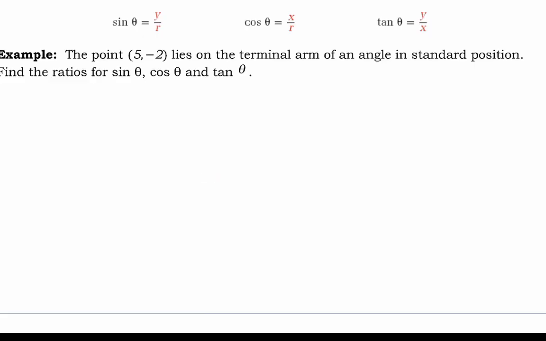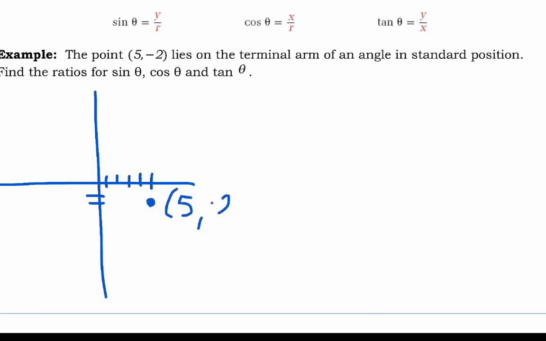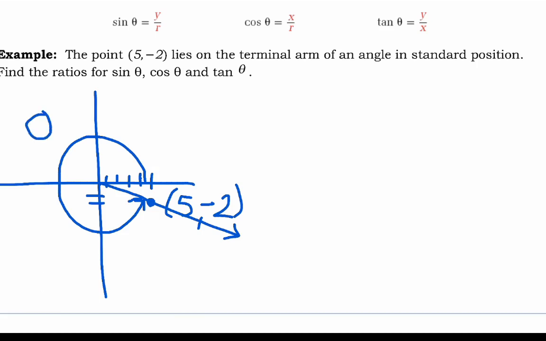All right, let's start again. So let's sketch out our coordinate grid. And 5, negative 2, well, that's going to be 5 on the positive x-axis and negative 2 on the y-axis. So 5, negative 2 would be about here. Now, that's a point on our terminal arm. And so what is our actual angle here? Well, remember, angles in standard position start from the x-axis. So our principal angle would actually be this. So this would actually be theta.